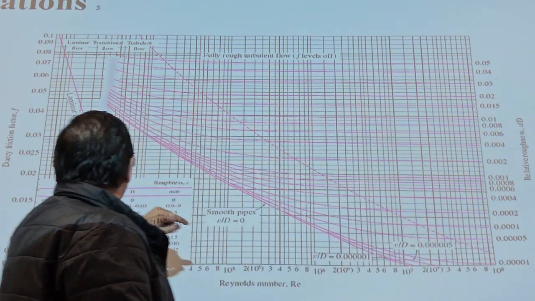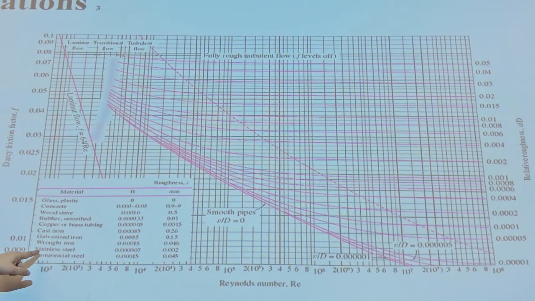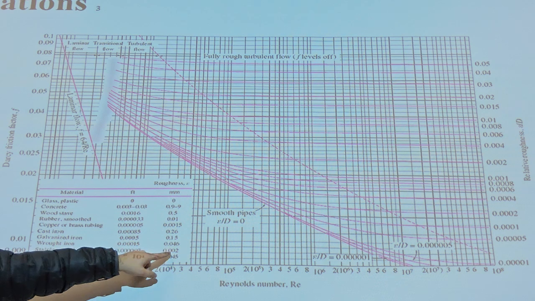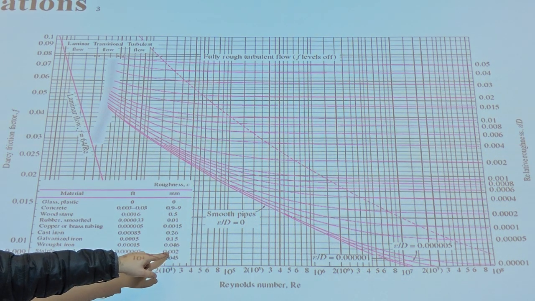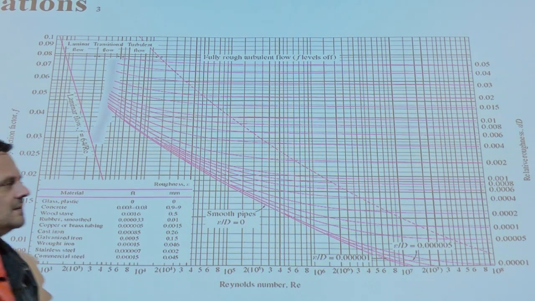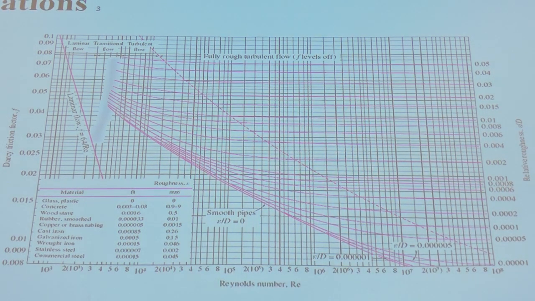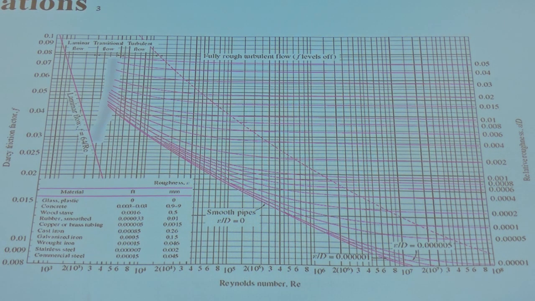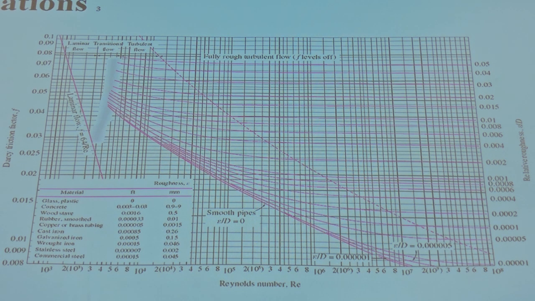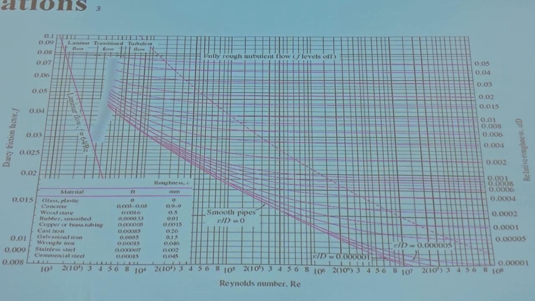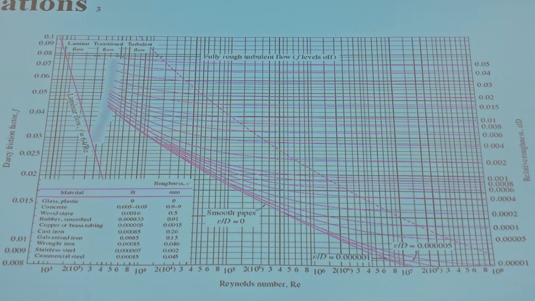So relative roughness is epsilon divided by D. Now epsilon roughness. I'm going to go now to this little table and I find stainless steel. How much is the roughness for stainless steel? 0.002 millimeters. So I'm going to write it down. Epsilon for stainless steel from table, okay, 0.002 millimeters. So 0.002 millimeters divided by the diameter.